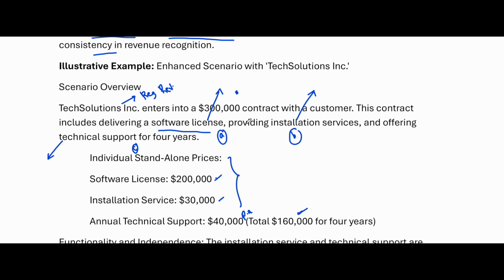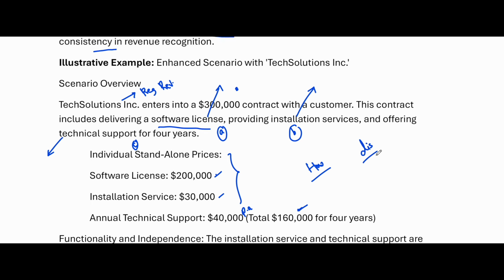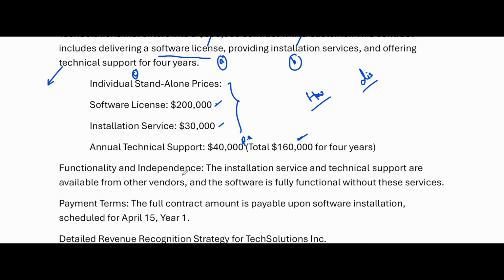So how can they divide across each standalone price? The standalone prices are much higher and they are asking only 300,000. That is the discount, right? Discount is coming. Now we are in the question only. Functionality and independence. The installation service and technical support are available from other vendors also, and the software is fully functional without these services. Understand?